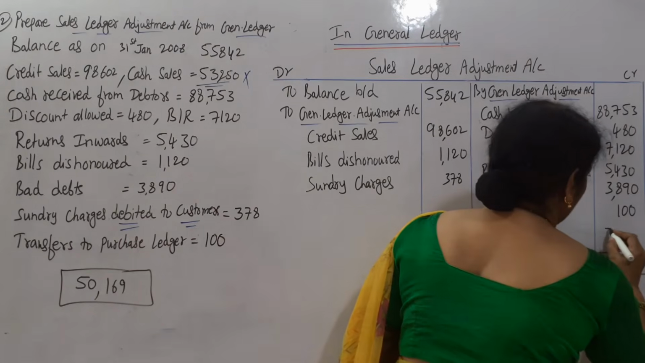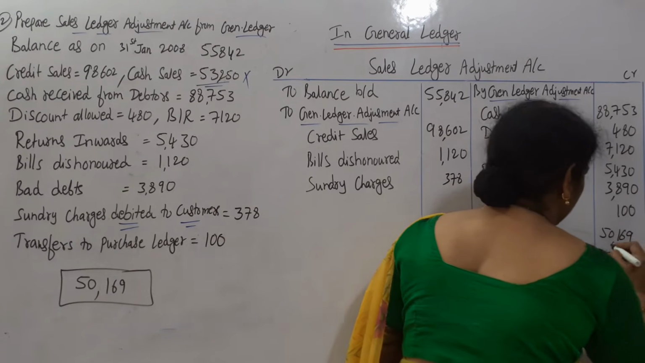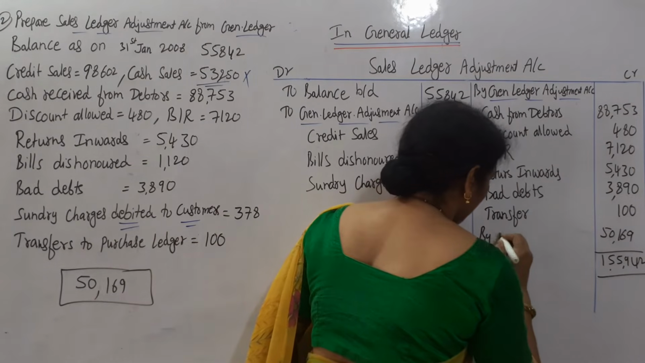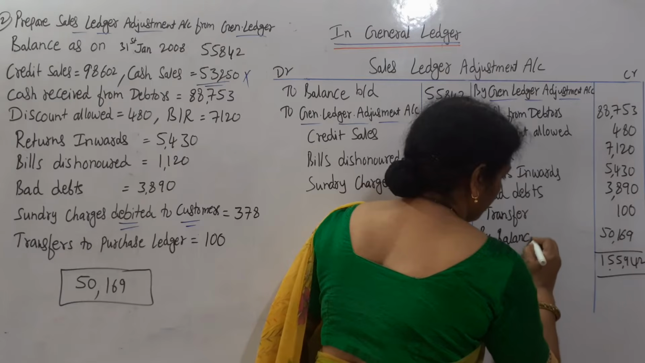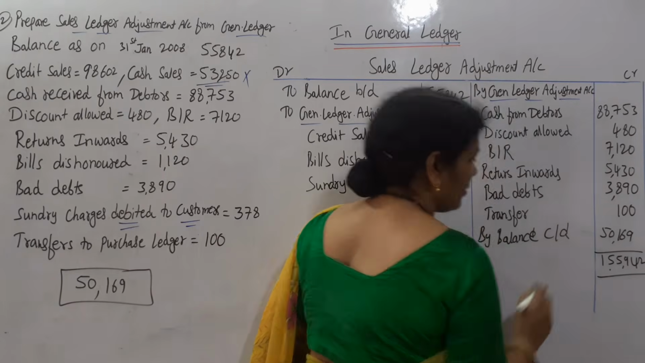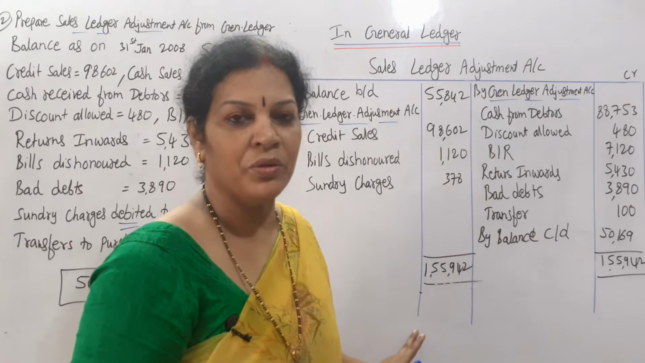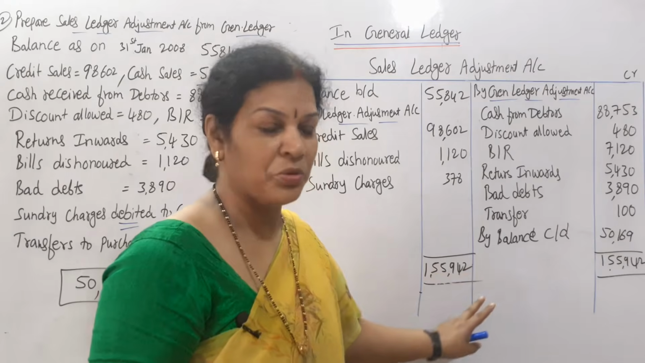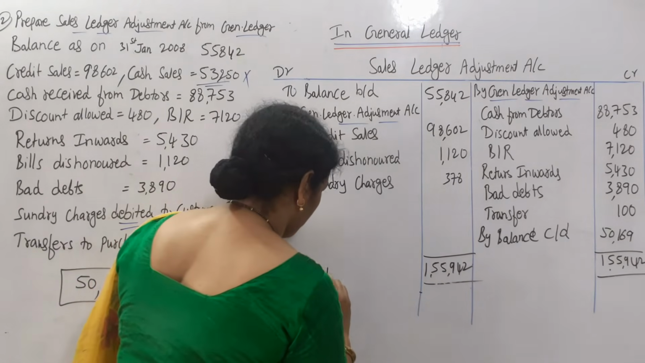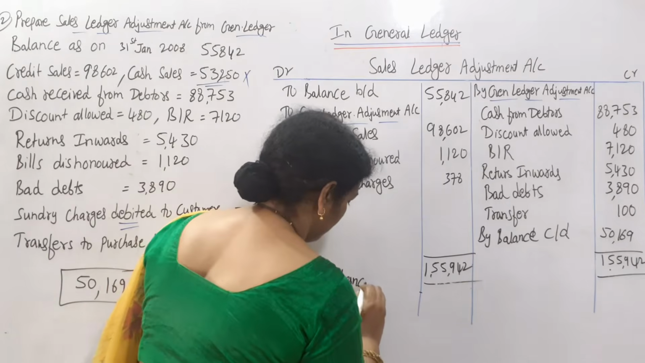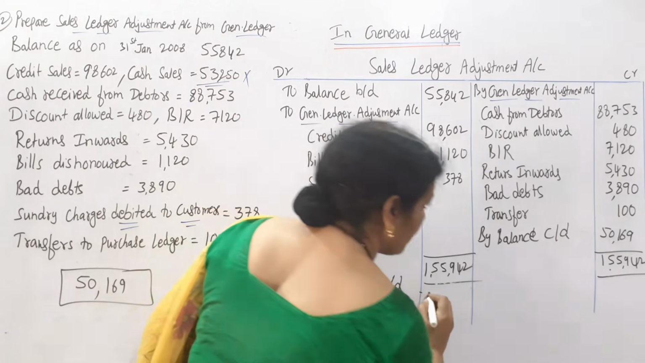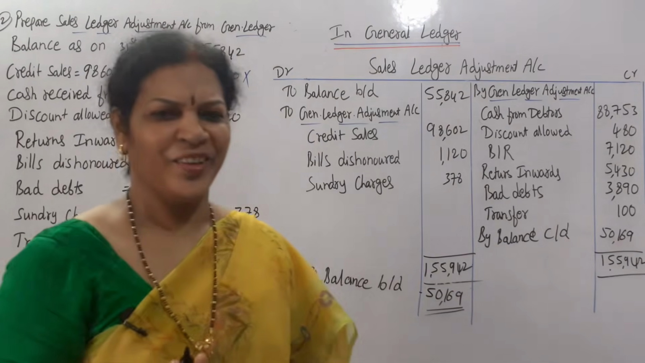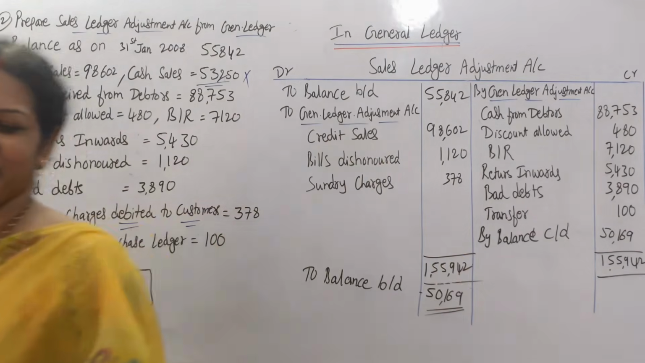Yes, 50,169. What is this? Balance carried down. Carried down means next month it will be brought down. In the previous problem I forgot to transfer this amount. Now I am showing it here. To balance brought down 50,169. That's all. Hope you got the answer. Take a screenshot or note it down.